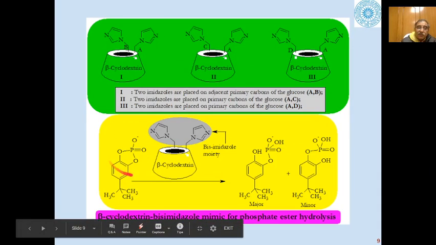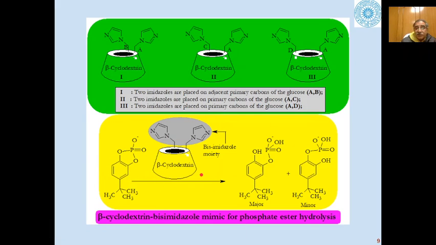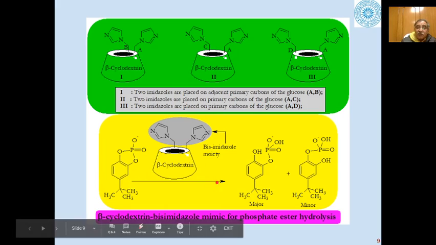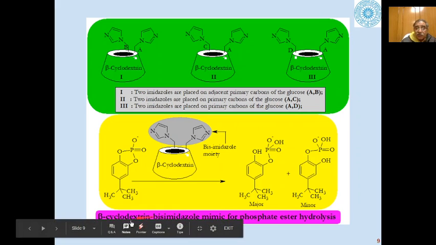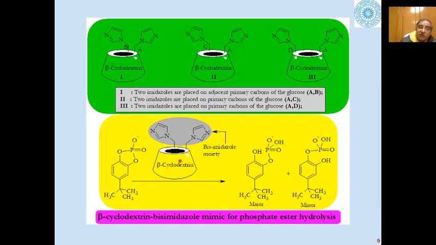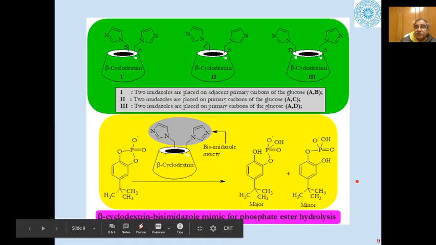So when this cyclic phosphate ester is hydrolyzed by these types of moieties, this can mimic the same enzymatic process which has been done by ribonuclease A enzyme. So this beta cyclodextrin bis-imidazole mimics the phosphate ester hydrolysis very effectively.